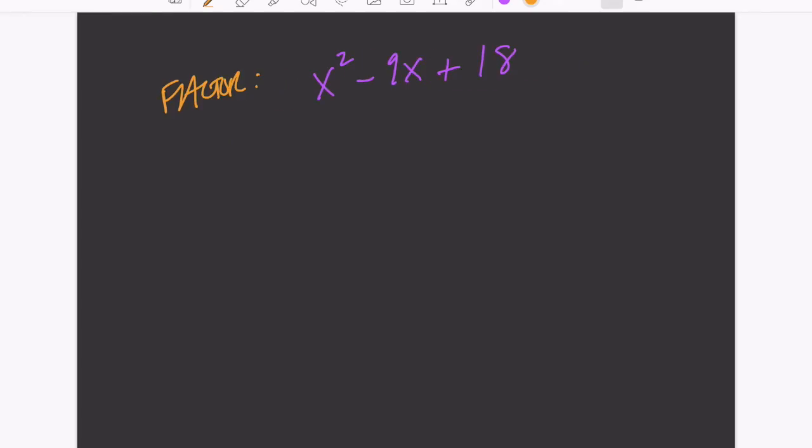Let's do 2 more. So this one, factor x squared minus 9x plus 18. Again, I am always going to start here. I want to know what pairs of numbers can I multiply together to get 18? Well, I could do 1 times 18.